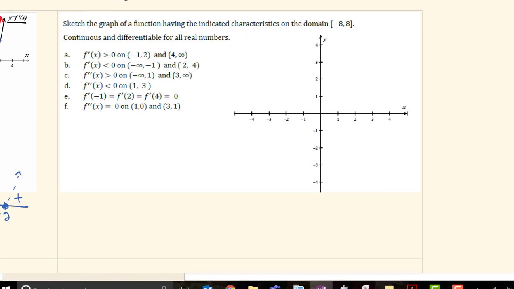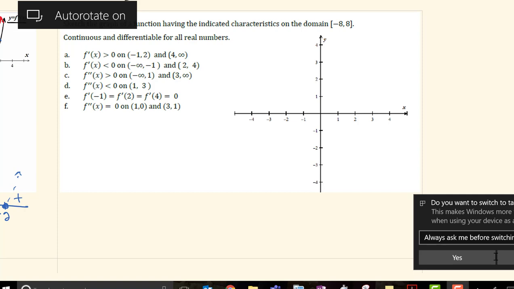Let's check this out again on a different function. Sketch the graph of a function that has the indicated characteristics on the domain -8 to 8. Continuous and differentiable for all real numbers. Great. At this point, I'm going to go ahead and do some coding on my graph.